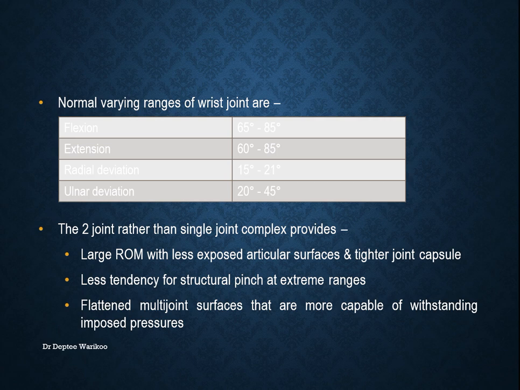The two-joint complex, rather than a single joint, which we see in the wrist complex, mainly provides, one, a large range of motion with less exposed articular surfaces. Also, there are tighter joint capsules. Then, second, less tendency for structural pinch at extreme ranges. And third, flattened multi-joint surfaces that are more capable of withstanding imposed pressures.